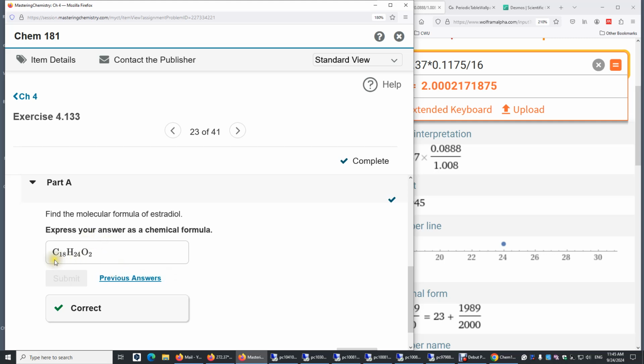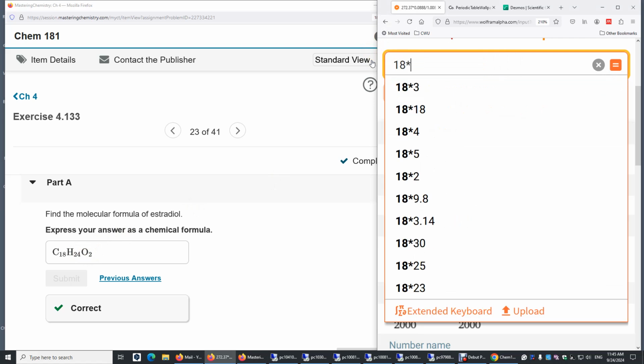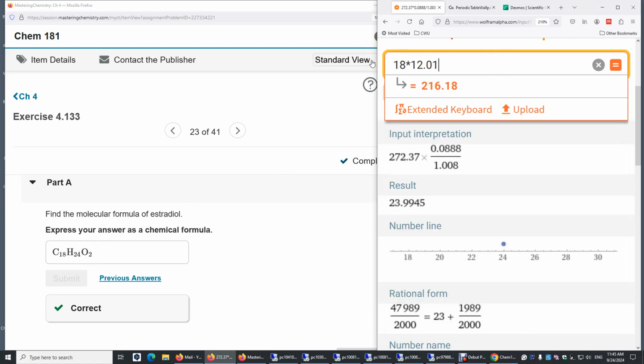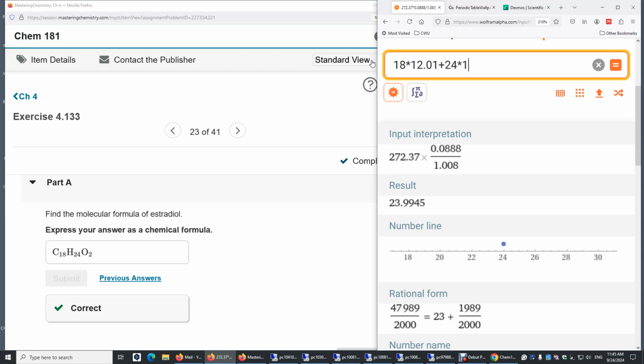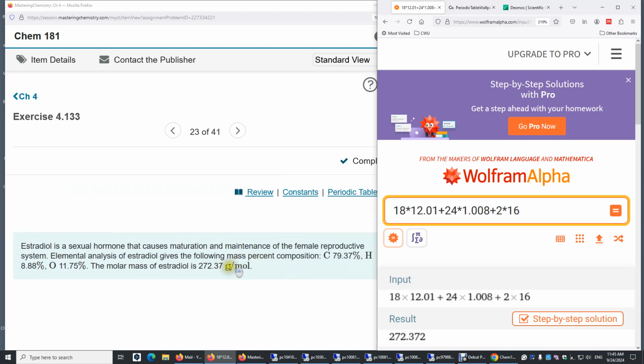We can also double check, just 18 times 12.01 plus 24 times 1.008 plus 2 times 16, and see if we will be able to get the molar mass. Alright. We get 272.37. This is 272.37.